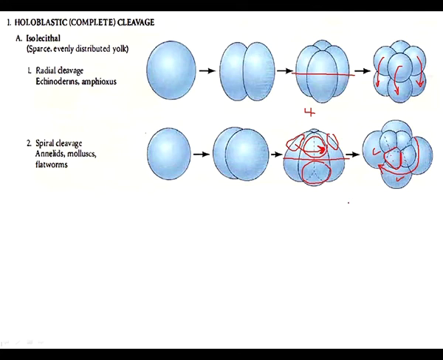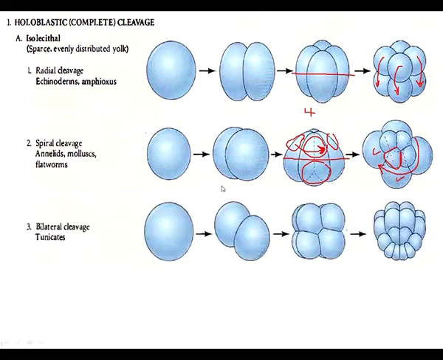Yes. That's why it's called the spiral cleavage. With every successive cleavage in this type of organism, there is a spiral rotation, which is important in the development of these organisms. The third type of cleavage is called bilateral cleavage, and you can understand it.